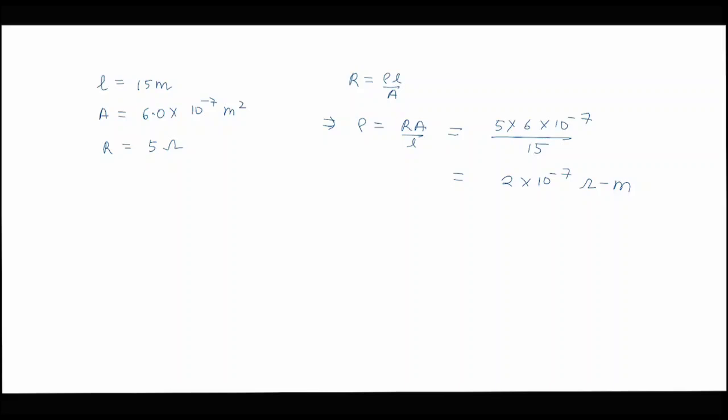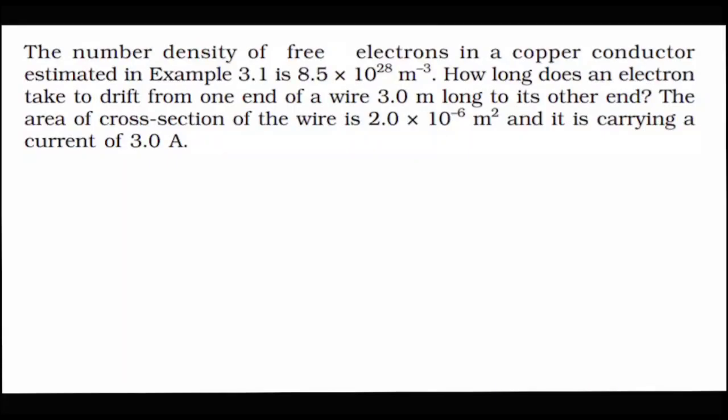Let us deal with the next problem. So the next problem is stating the number density of free electrons in a copper conductor is estimated to be 8.5 into 10 to the power 28 per meter cube. How long does an electron take to drift from one end of a wire 3 meter long to its other end? The area of cross section of the wire is 2 into 10 to the power minus 6 meter square and it is carrying a current of 3 ampere.